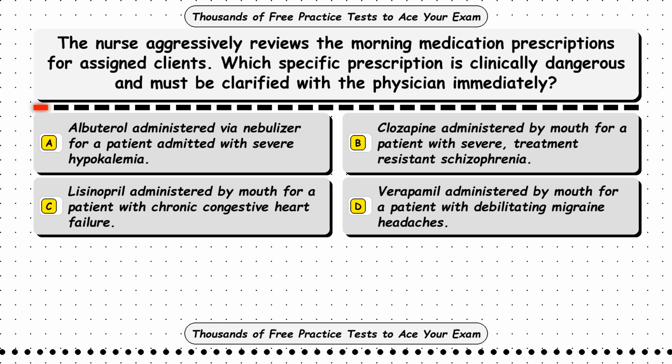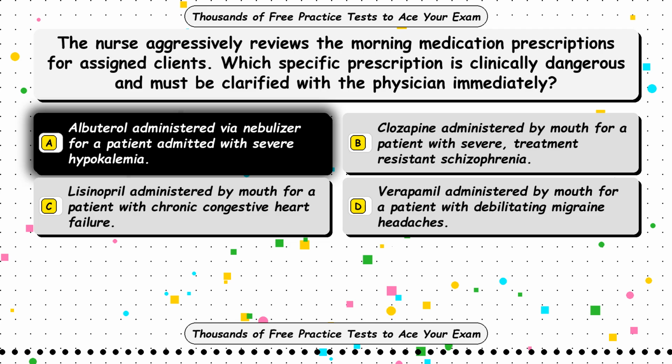Question 156. The nurse aggressively reviews the morning medication prescriptions for assigned clients. Which specific prescription is clinically dangerous and must be clarified with the physician immediately? Option A, albuterol administered via nebulizer for a patient admitted with severe hypokalemia. Option B, clozapine administered by mouth for a patient with severe, treatment-resistant schizophrenia. Option C, lisinopril administered by mouth for a patient with chronic congestive heart failure. Option D, verapamil administered by mouth for a patient with debilitating migraine headaches.